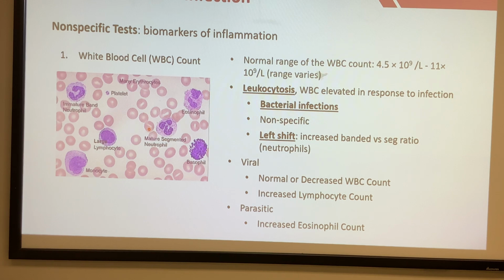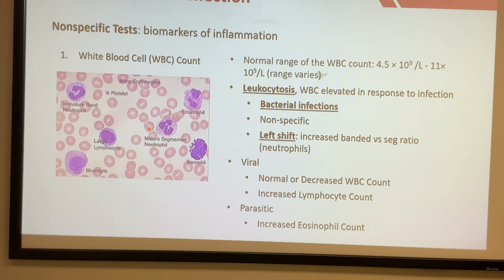There are a lot of others, but I won't go into depth. Viral infection: if you have a viral infection like COVID-19 or even HIV, sometimes it will give you a normal or even decreased white blood cell count because a lot of the neutrophils kind of hide out. And sometimes you will have an increased lymphocyte count because lymphocytes are the major cell line that defends against viral infection. Okay? And parasitic infection.